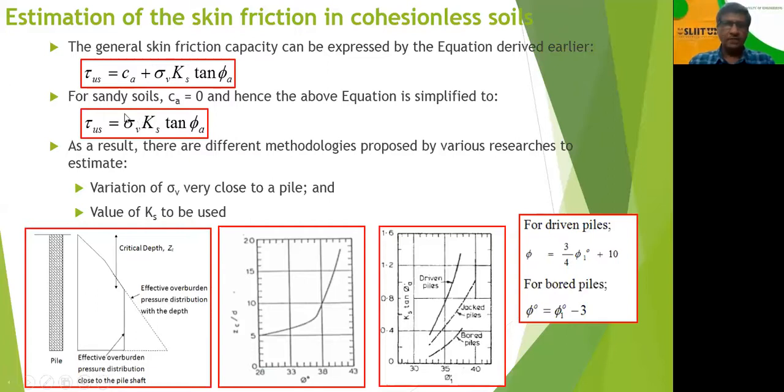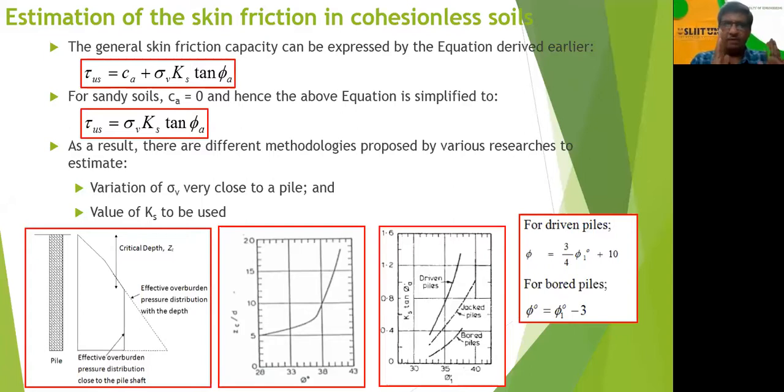One is what is the variation of sigma v very close to the pile, because the skin friction will happen very close to the pile. And then the other one is what is the variation of this Ks value, right? So how the Ks will vary, because as we know, there are different methods of pile installation. So depending on the method of installation, this Ks can vary.